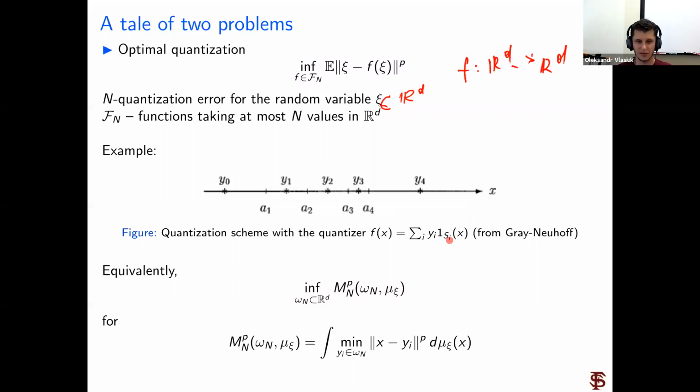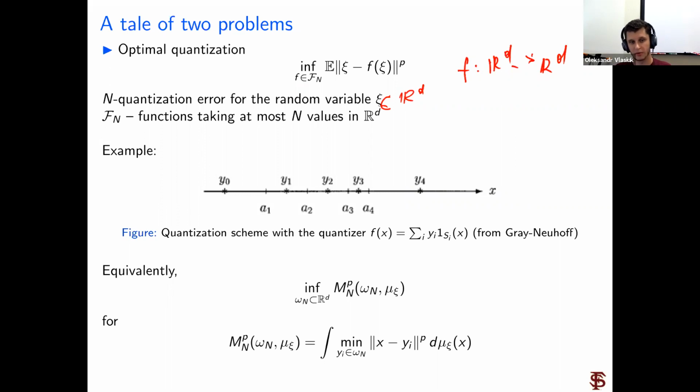So f just replaces x with the y that corresponds to the part of the real line where x falls. Here the S_i are just these intervals from minus infinity to a_1, a_1 to a_2, and so on. If x falls in some interval, you just replace x with y_i. This problem arises in signal processing. Like I explained, you want to quantize a continuous signal so that you can transmit the discrete version, and for the discrete version you can use error-correcting codes, for example.